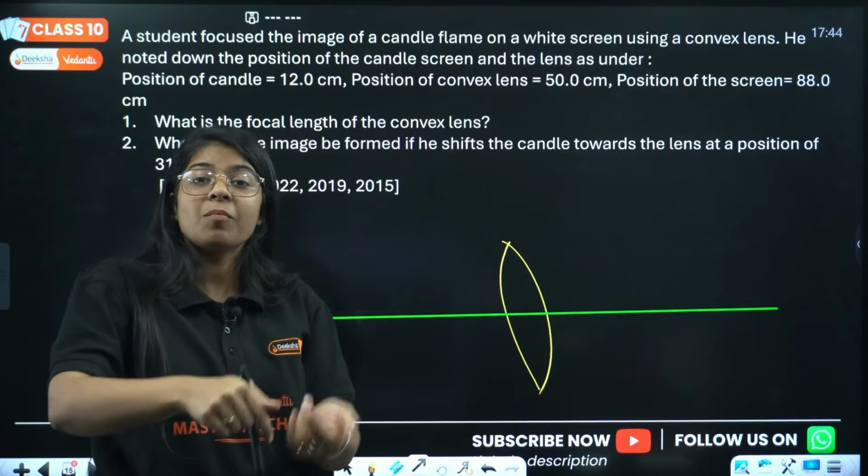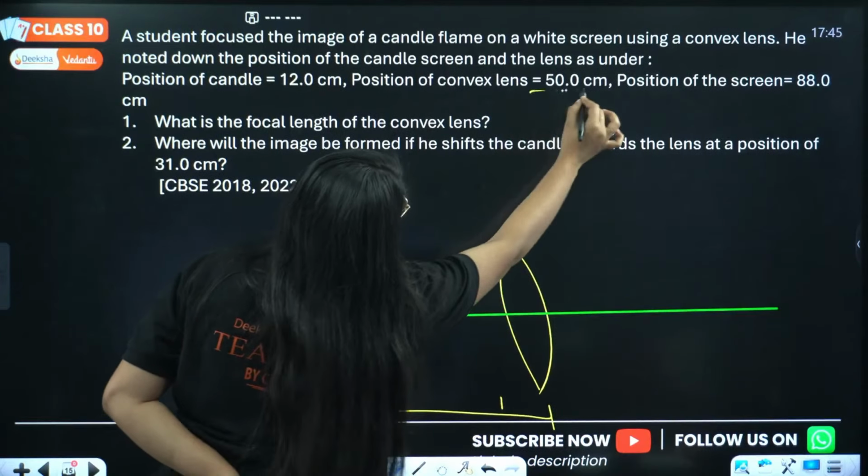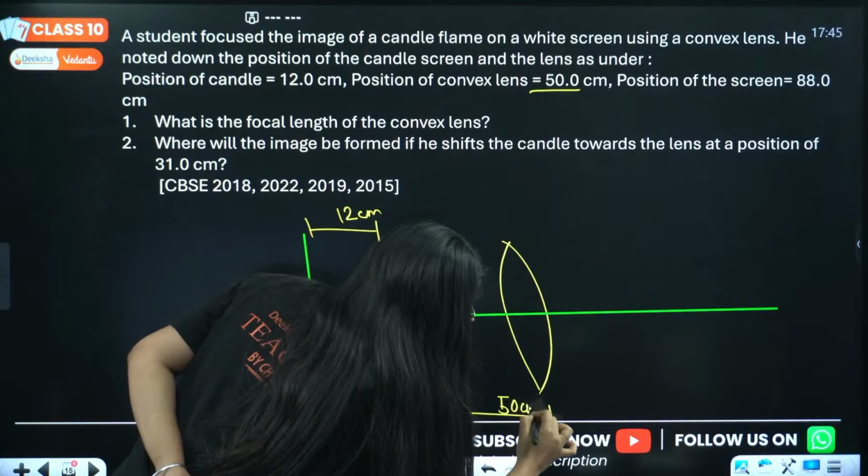Yes, this is the origin. So the position of the candle from this origin is 12 centimeter, right? Why did we make the origin on this side? Because this is the positive x-axis, right? So this is my candle. Understood? Now the position of the convex lens is 50 centimeter, correct? From the origin to the convex lens, it is given as 50 centimeter. Understood?